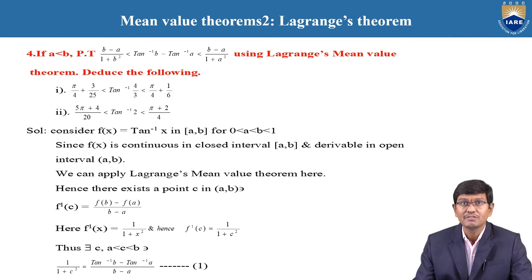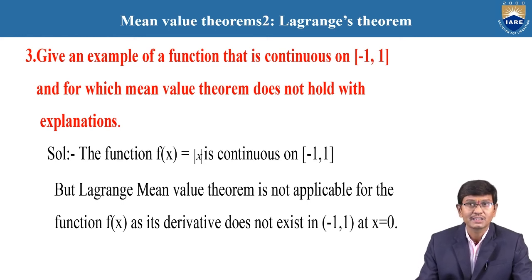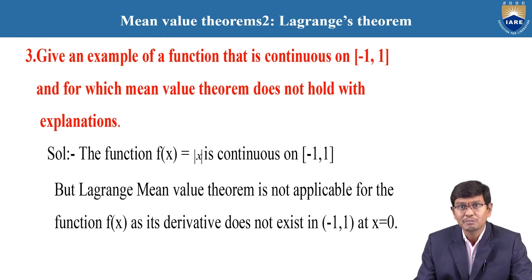Next one: give an example of a function that is continuous on minus 1 comma 1, and for which the mean value theorem does not hold, with an explanation. Here the function considered is mod x. Mod x is a continuous function on minus 1 comma 1, but it is not a differentiable function.